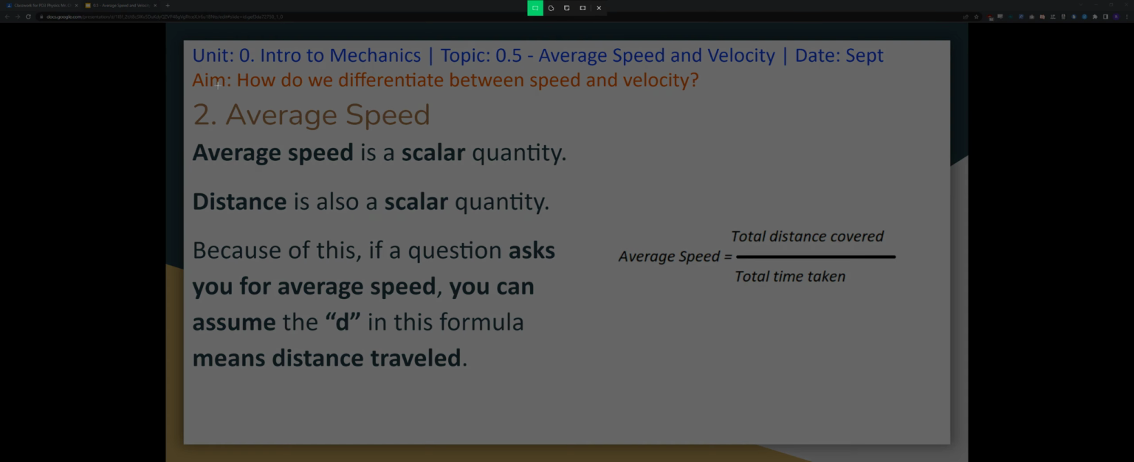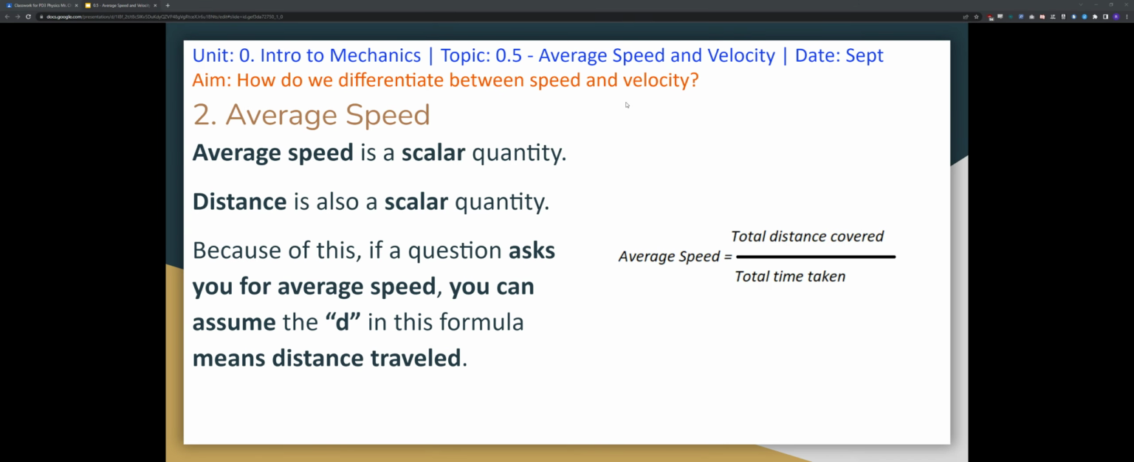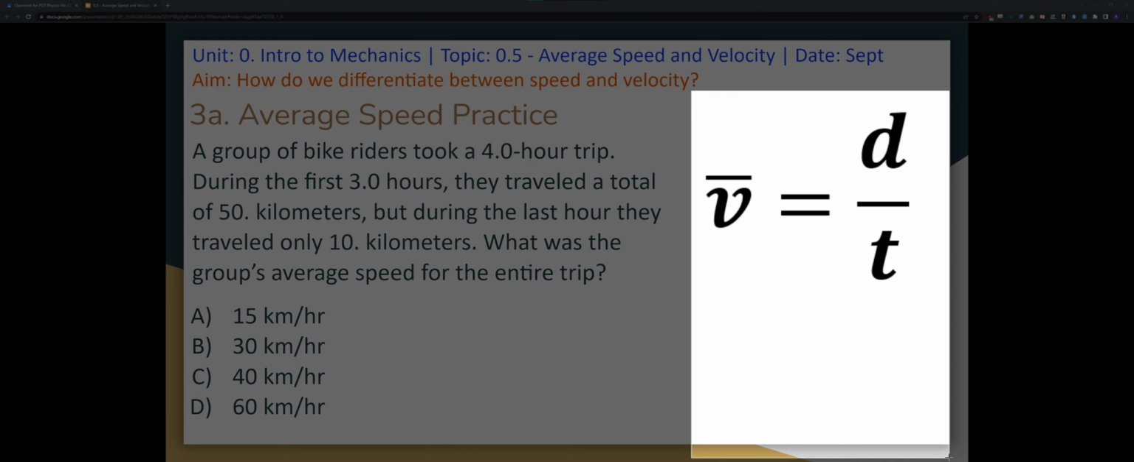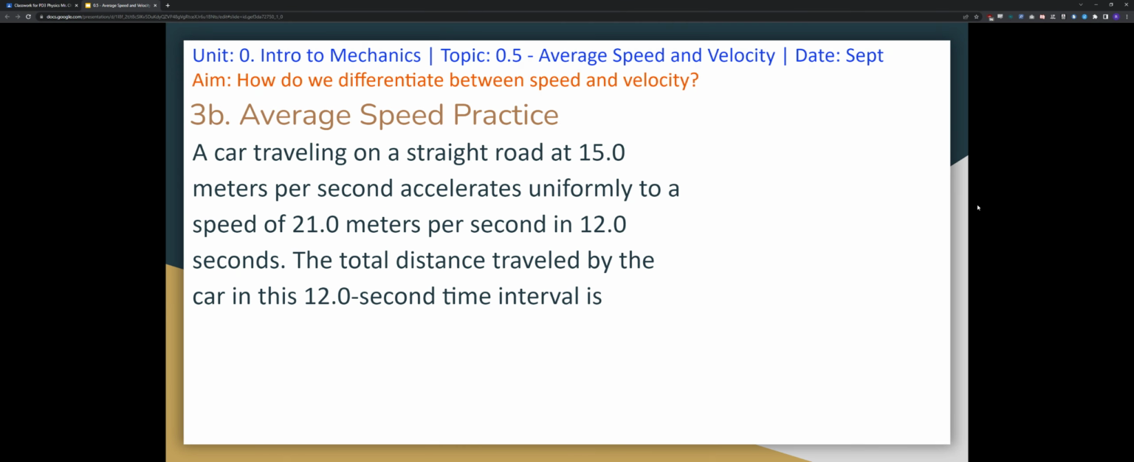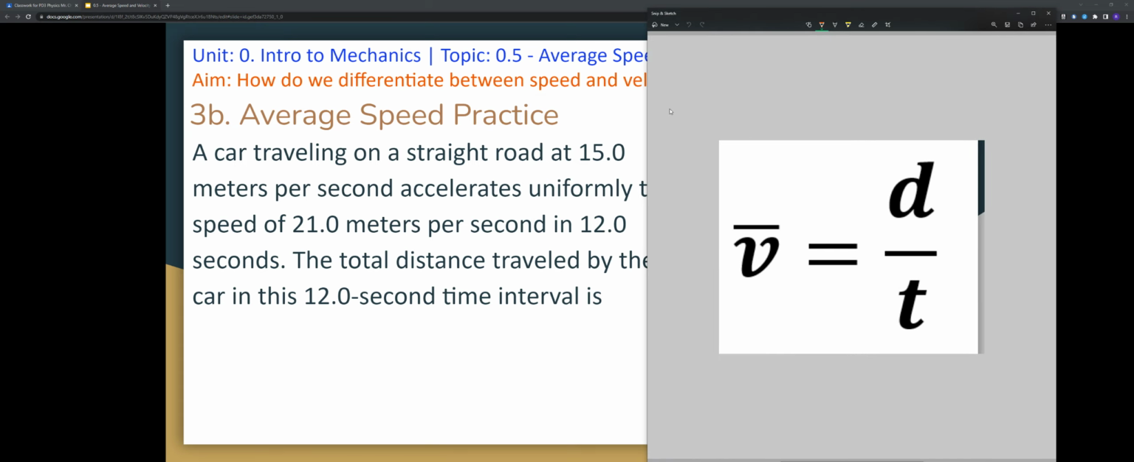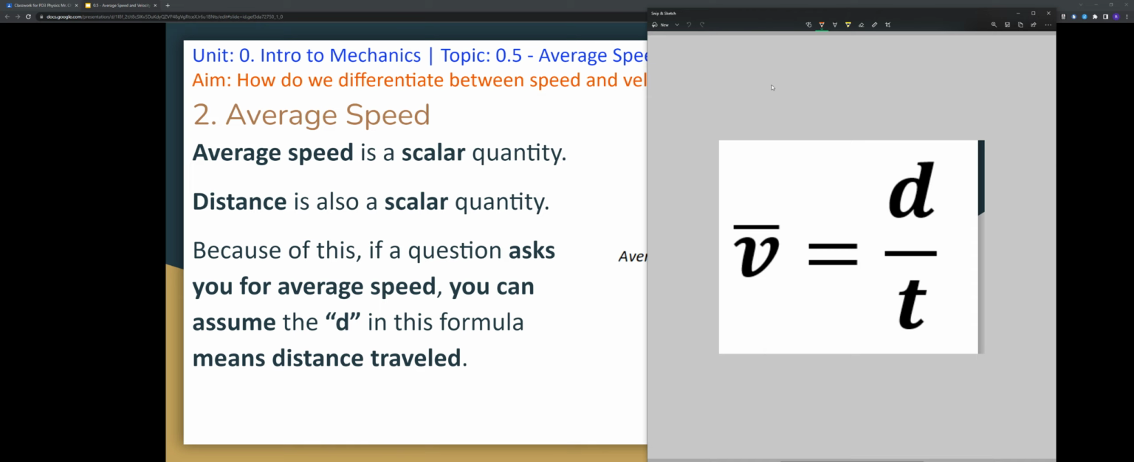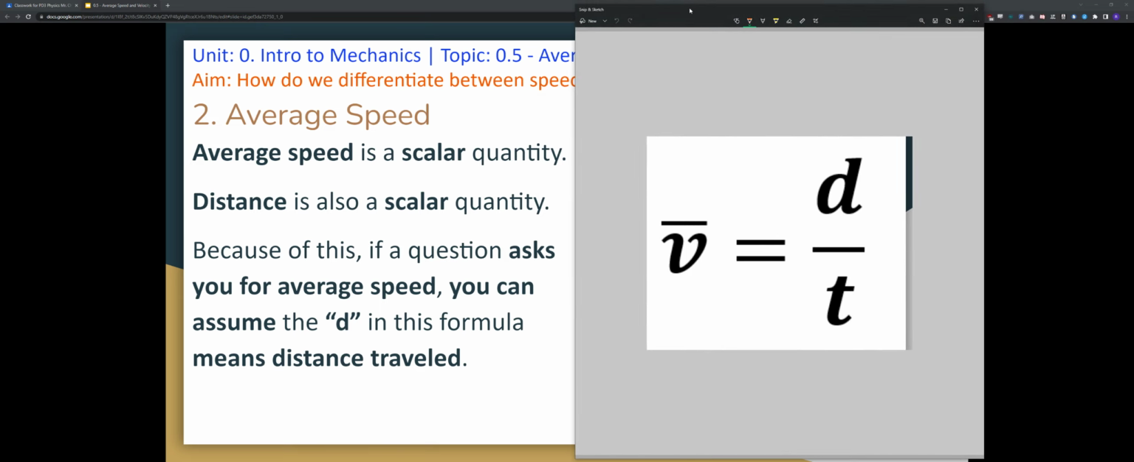Now here's a caveat, right? Let me just take a picture of this. So when you're dealing with this formula, we learned last class about scalars and vectors. So speed is a scalar quantity. Distance is a scalar quantity.